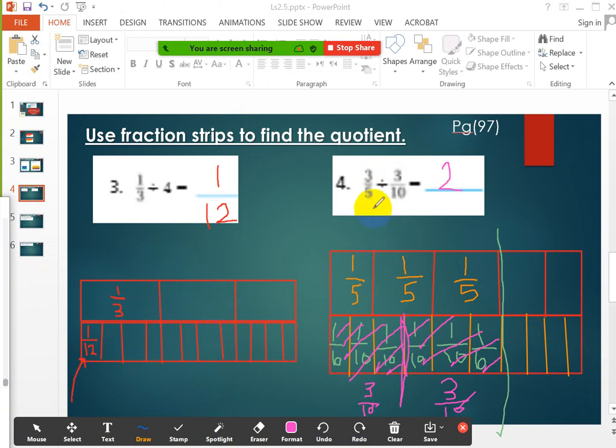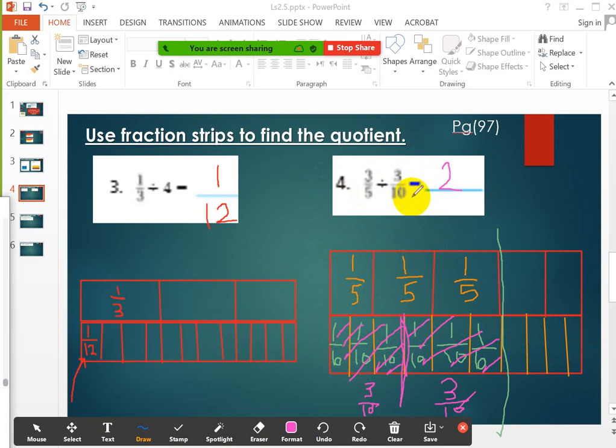First thing, I will draw 3 over 5. The easiest way is to draw the whole and then divide it into 5 equal parts. Then I will choose 3 over 5. This is 3 over 5. Until now, very easy. After that, I want to draw 3 over 10. That means I have to draw 10 equal parts. Those are 10 equal parts.